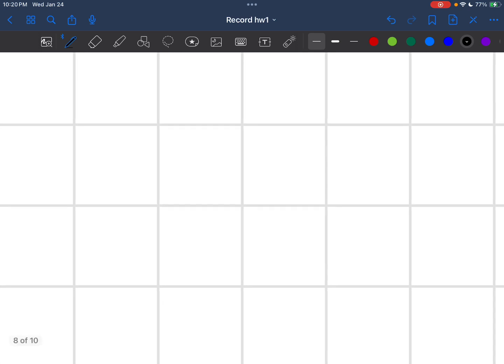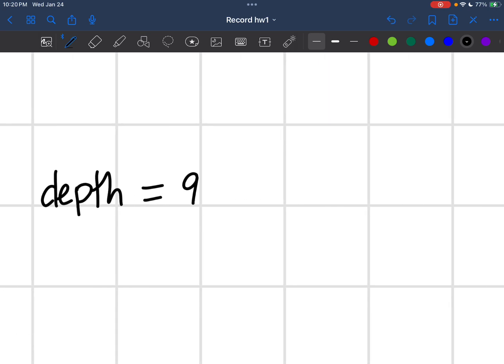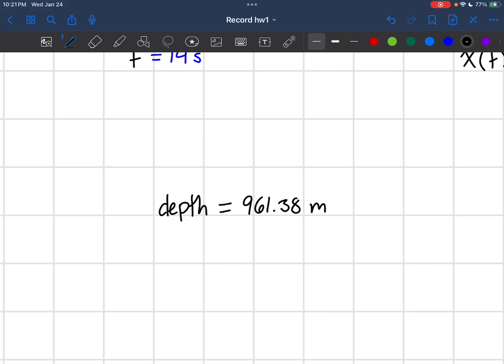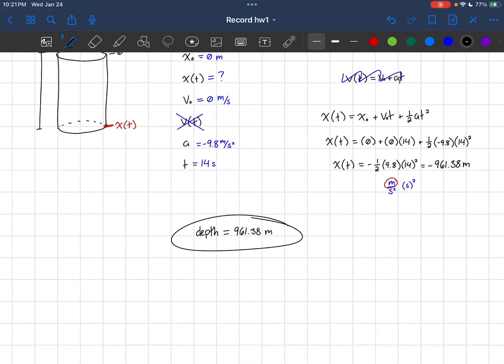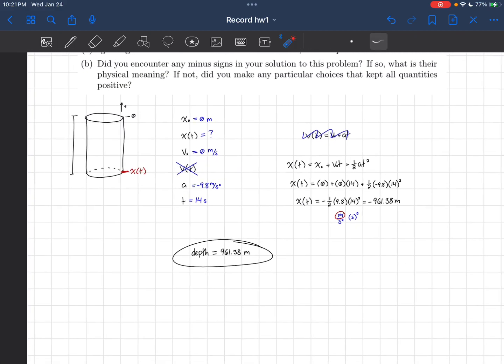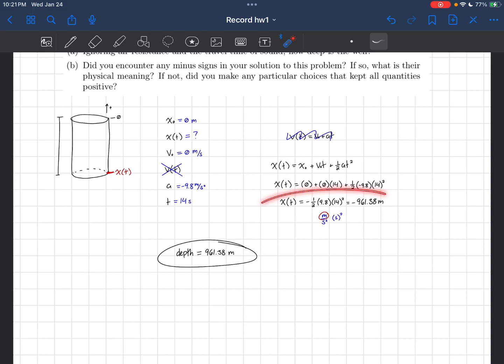So if I'm asked for the depth of the well, I would just take the absolute value, 961.38, can't write today, and circle that, right? Because though the position is negative based on how I define my coordinate system, the depth itself should be reported as a positive number because, again, we're remembering the physical meaning of what's going on.